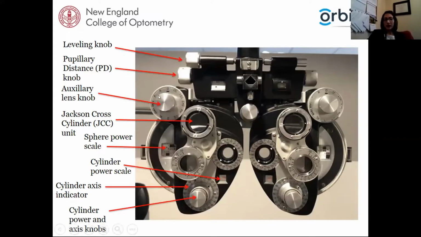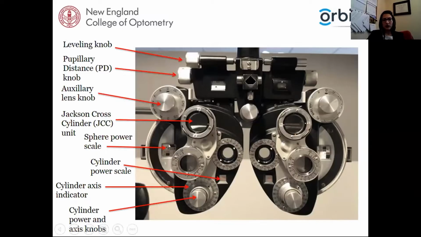The auxiliary knob here, you can see each one of these writings is a different type of lens, but we're only going to be focusing on two of the auxiliary lenses for today. The Jackson cross cylinder unit, which is right here, we'll call the JCC, and that will be for our cylinder axis and power refinement that we'll go over.